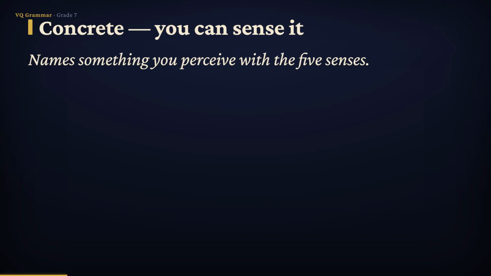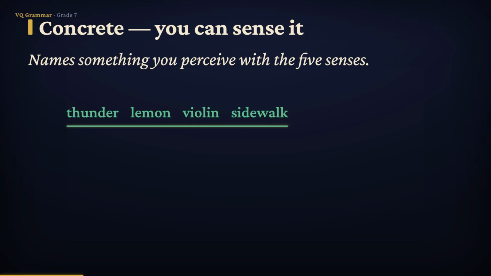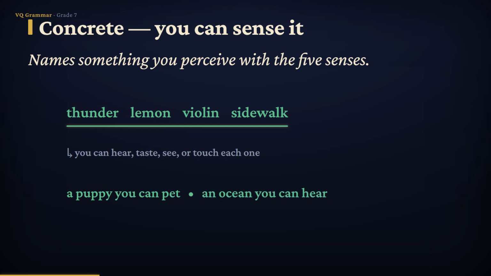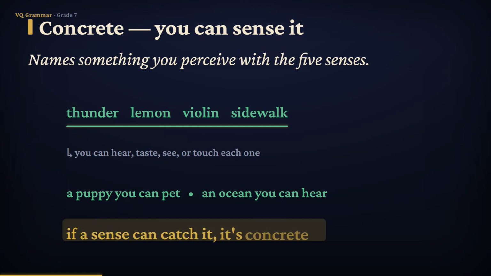Let's start with concrete nouns. A concrete noun names something you can perceive with one of your 5 senses: sight, hearing, touch, taste, or smell. Look at these: thunder, lemon, violin, sidewalk. You can hear thunder, taste a lemon, see a violin, and touch a sidewalk. Here are 2 more in action. A puppy you can pet, and an ocean you can hear roaring. If one of your senses can catch it, the noun is concrete.